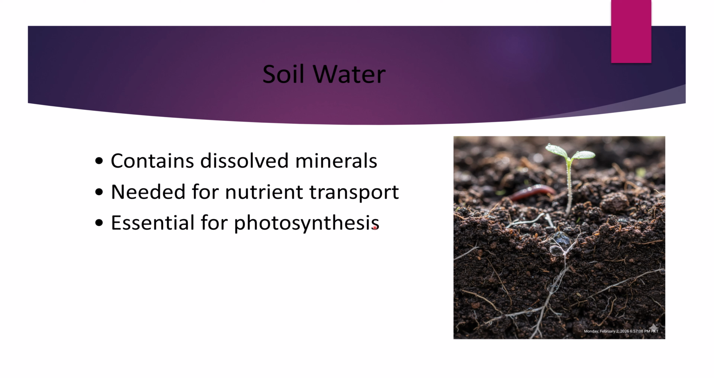Essential for photosynthesis. Finally, water is a raw ingredient. Without it, plants cannot perform photosynthesis to create their own energy and grow. Think of soil water as the delivery system. Without it, all those great nutrients we just talked about would stay stuck in the ground. As you can see in the picture, this is the soil water picture, and it shows how important water is for the soil.